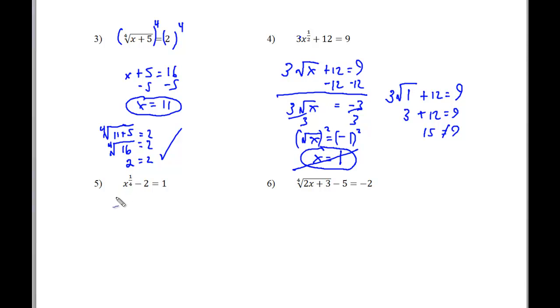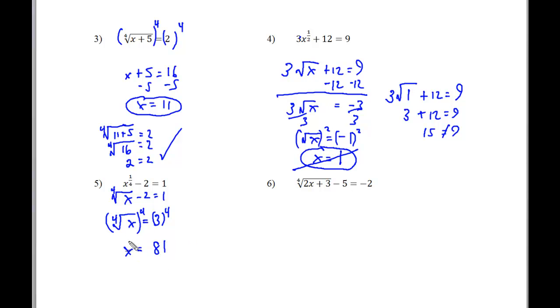Problem number 5. Start out with the fourth root of x minus 2 equals 1. Move the 2 to the other side. The fourth root of x is equal to 3. We're going to take the fourth power of both of these. So x is equal to 3 to the fourth power, 81.